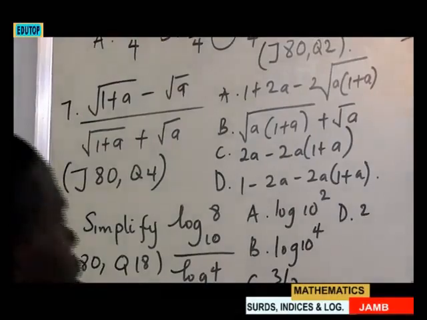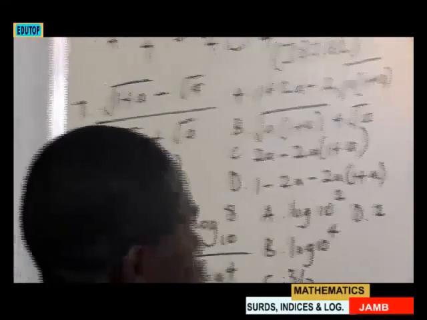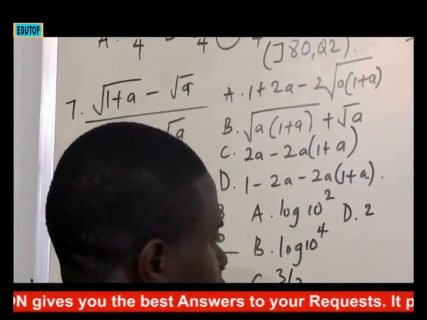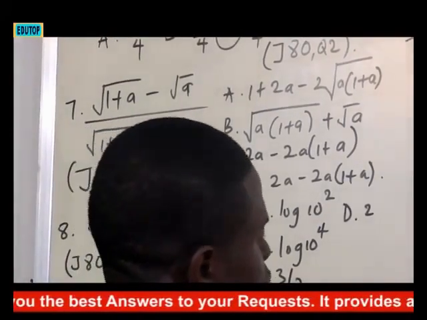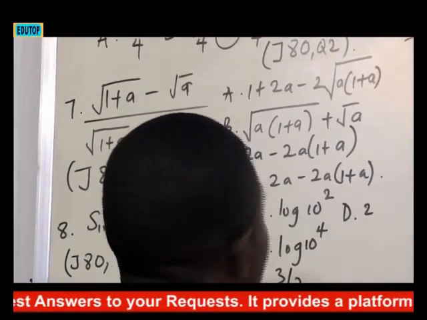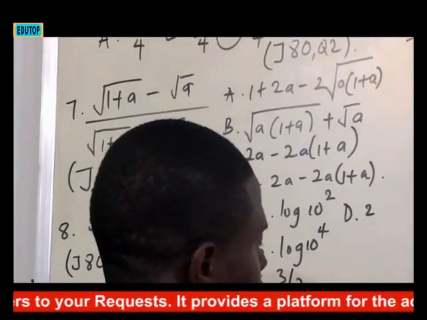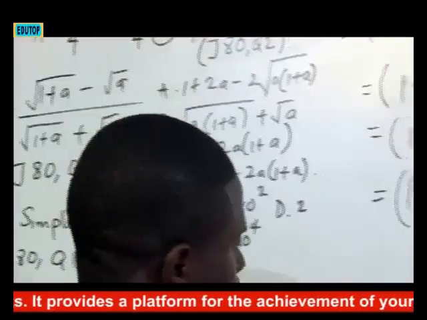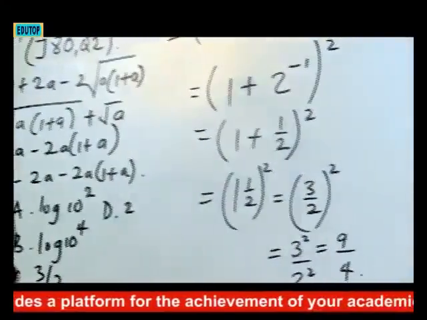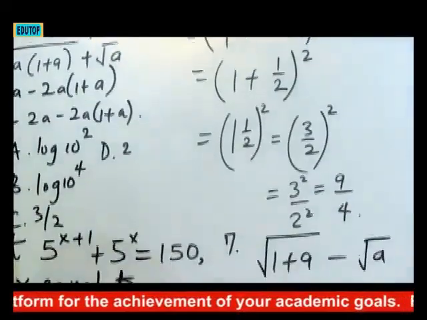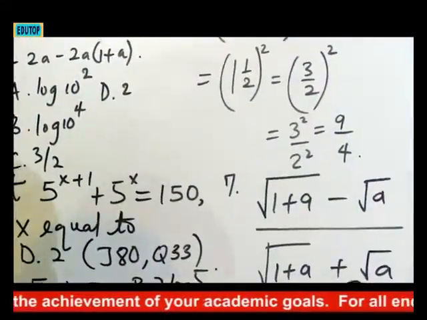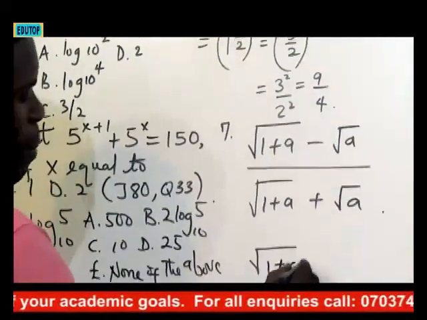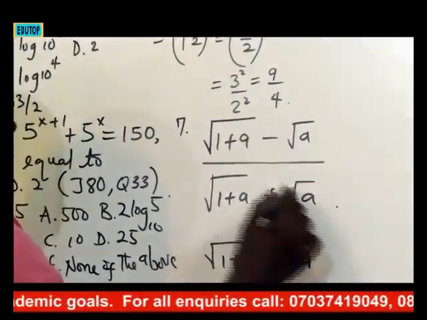So let's see question number 7, which says: root 1 plus a minus root a over root 1 plus a plus root a. We have to be very careful here. What is the conjugate of this? It has been explained to us that the conjugate of this will definitely be root 1 plus a minus root a, because it's the opposite.